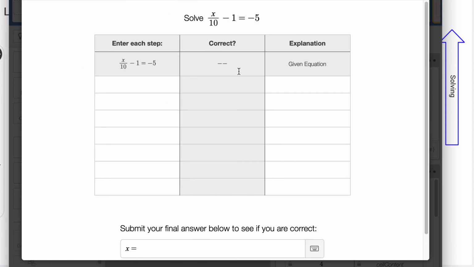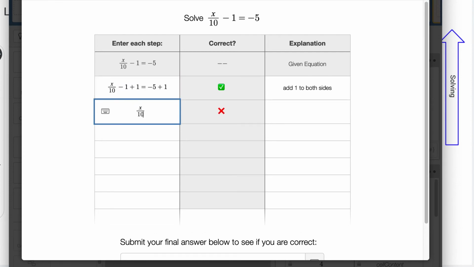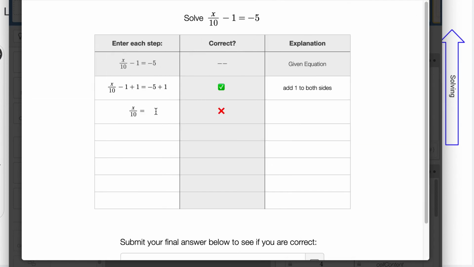Number 3, first step here, deal with addition and subtraction, add 1 to both sides. So I'm going to go ahead and do that, plus 1 on the left, plus 1 on the right. Now I simplify. These cancel, so I'm left with x divided by 10 equals, and there's a calculator tool here, so you can always pull that up. If you're not sure what negative 5 plus 1 is, you can always type it in and it'll tell you it's negative 4. So negative 4.